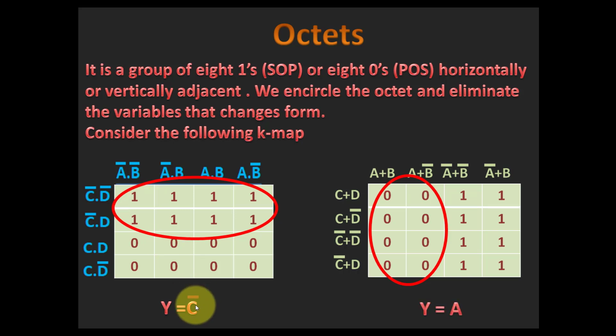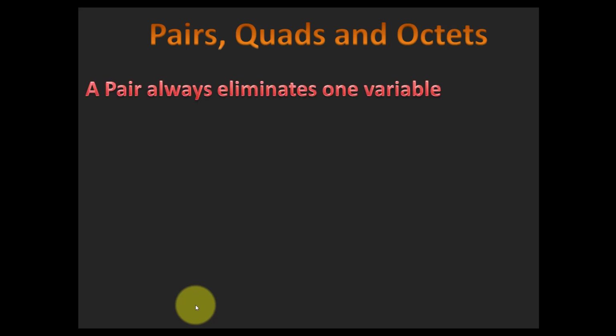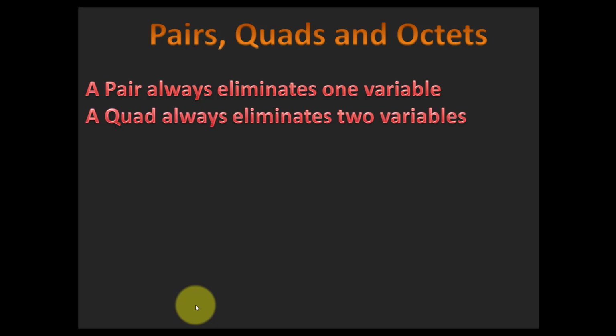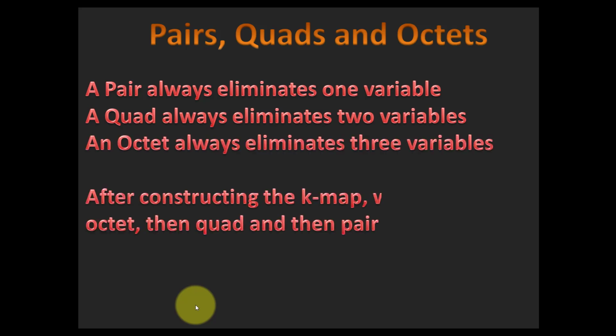On the right side, A is not changing, rest all are changing. So we eliminate all the others and only A remains. When we are solving a K map, we first find the octets, then the quads and the pairs. A pair eliminates only one variable, a quad eliminates two variables, and an octet always eliminates three variables.